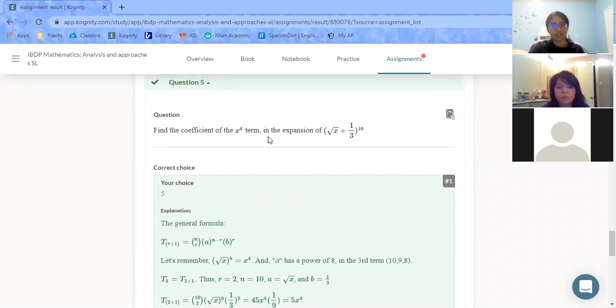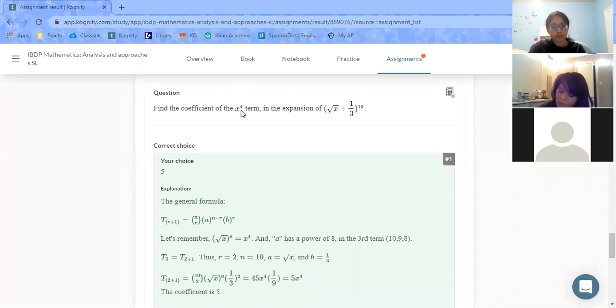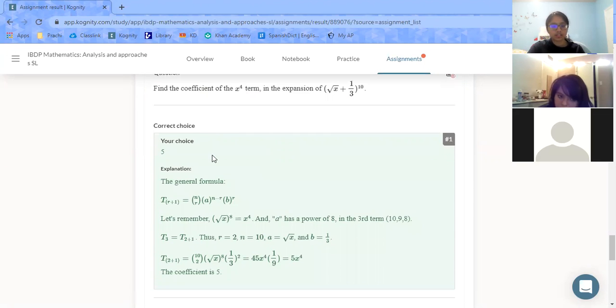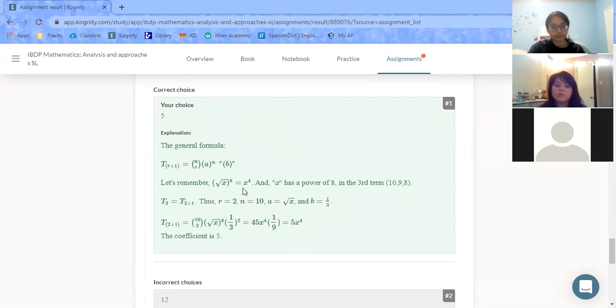Find the coefficient of the x to the power of 4 term in the expansion of square root of x plus 1/3 to the power of 10. So again, first we have to get this term to equal x to the power of 4. x to the power of 4 should be the only variable here. And then you can calculate the rest of the numbers. So the correct answer was 5.